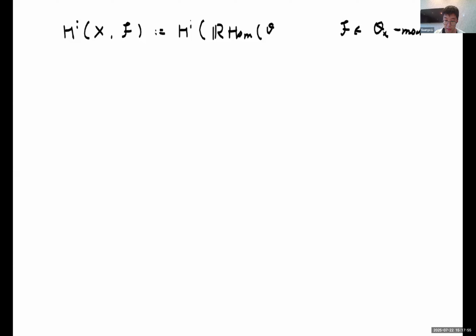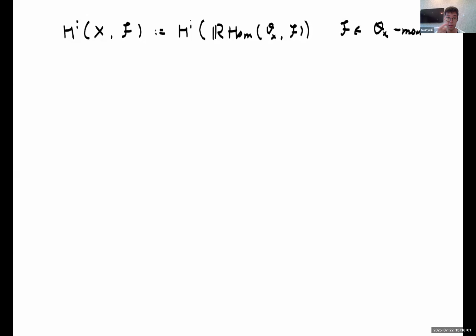So the cohomology H^i of X with coefficient F, an OX module, is defined to be the derived functor of Hom_OX applied onto F.